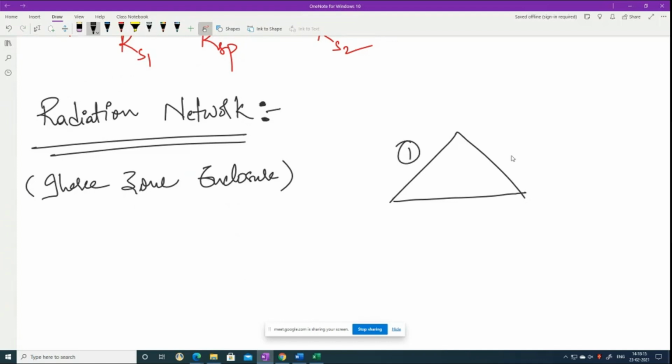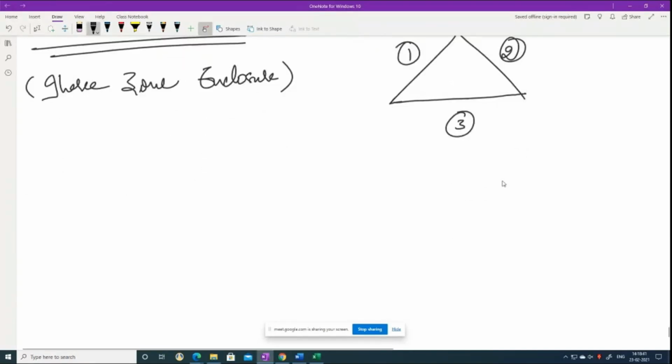This is body 1, this is body 2, this is body 3. That is infinitely large plates. They are put in this triangular form. Three are exchanging the heat with each other. So if that is the case, how are you going to calculate the Q, that is the net radiation heat exchange among these three? For that we will use a concept of radiation network.